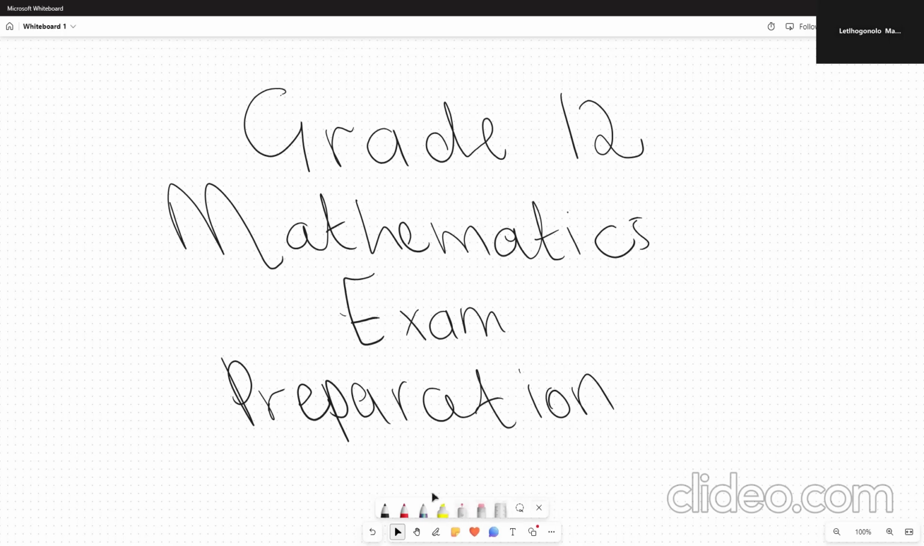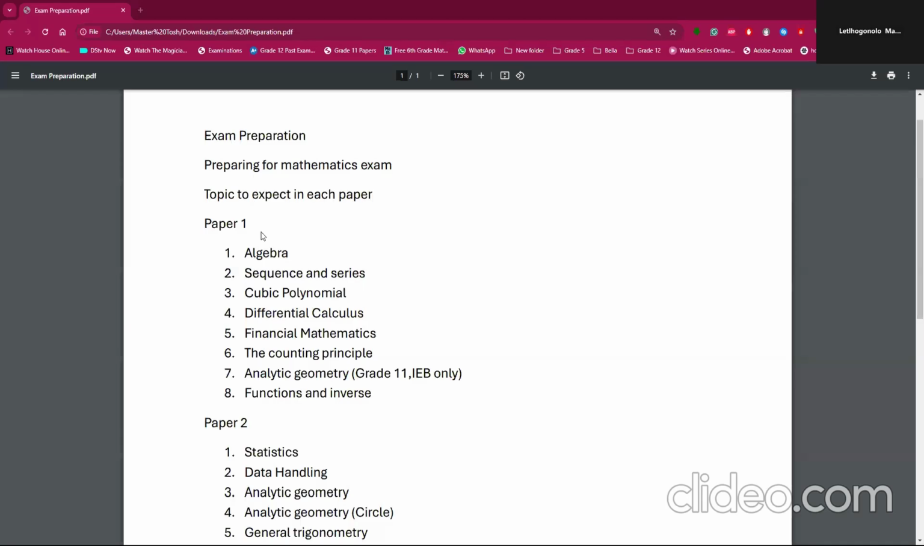Now, let's talk about what you're going to expect for your exams, your matric exams, to be more specific. So, for paper one, you can expect algebra. This is your inequalities, solving for x, solving simultaneous equations, and also looking at the natures of your roots. Then we have sequence and series, which includes geometrical patterns, arithmetic series, arithmetic patterns, and a little bit of quad patterns.